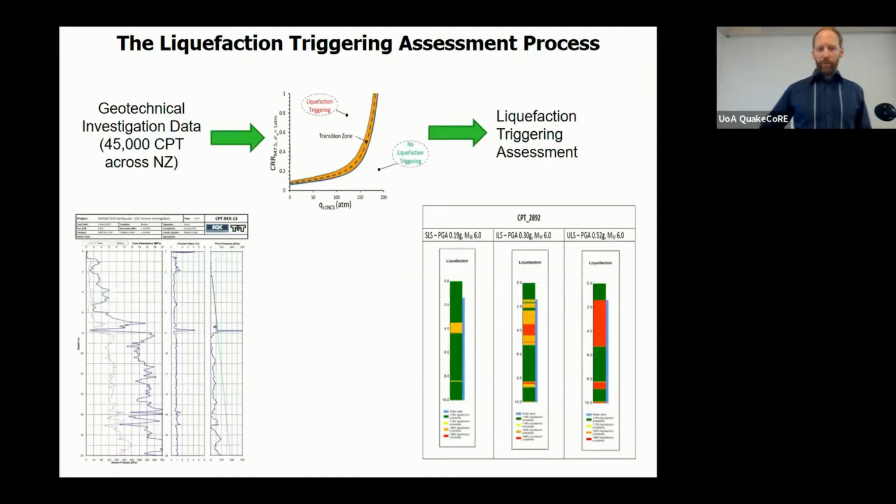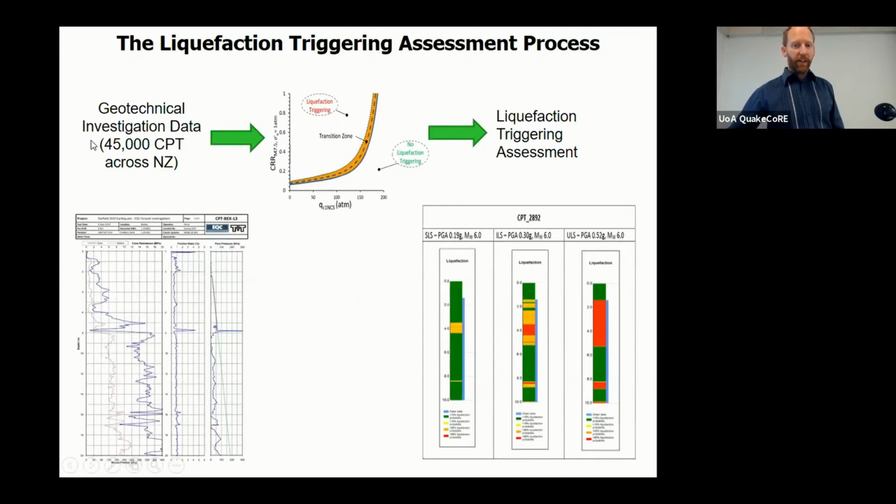And so from that test, we can get a measure of the penetration resistance that we see coming into the ground. This is one particular CPT test where it's showing depth versus resistance. This is just a typical log. And then from there, we can start to do a liquefaction evaluation.